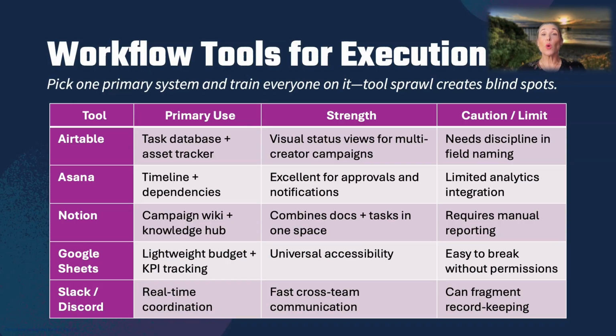You need to select one primary system and train everyone on it. This is because tool sprawl creates blind spots, making campaign management difficult. Process discipline is the key factor that determines how smooth your entire campaign will run.